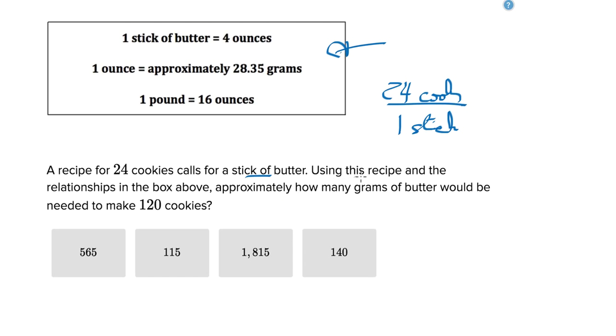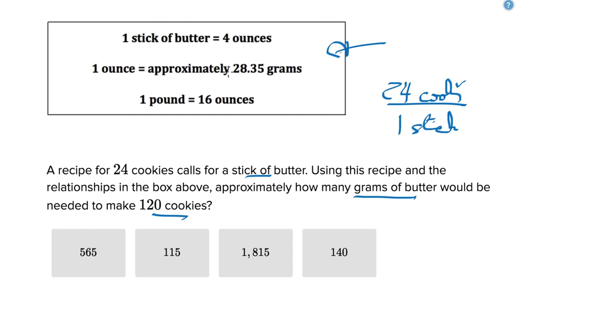All right. Using this recipe and the relationships in the box above, approximately how many grams of butter would be needed to make 120 cookies. So we're going to keep cookies as one of the units, but sticks is going to have to go away. We're going to have to use grams now. And now we're told that 1 stick of butter equals 4 ounces, and that each ounce equals 28.35 grams.